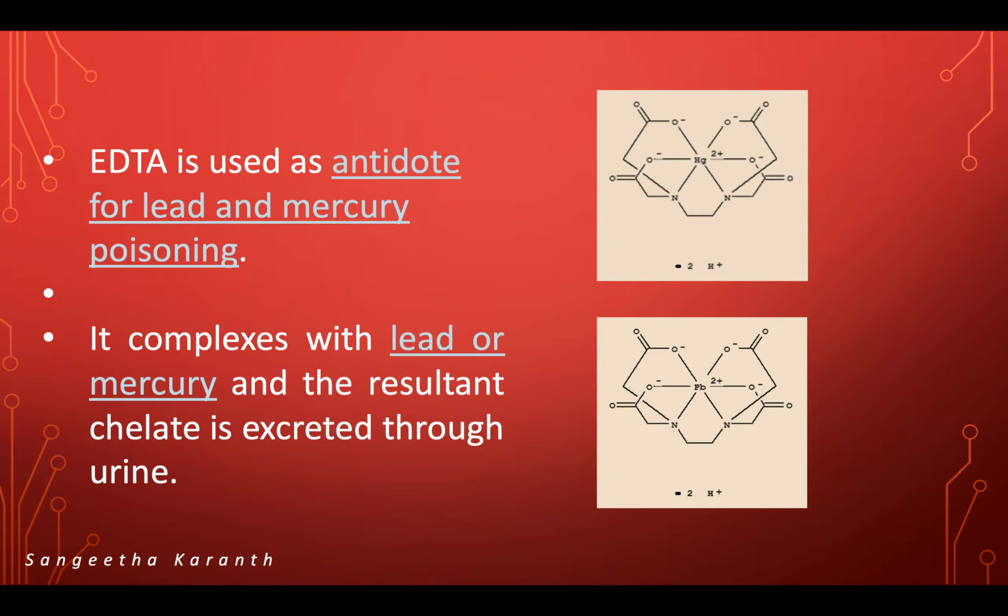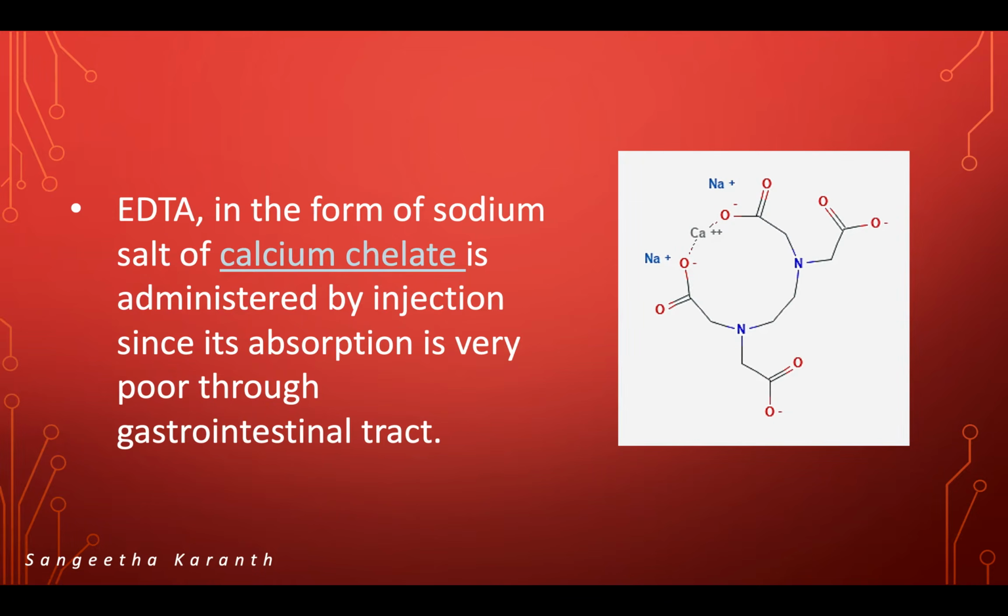For this reason, EDTA is used as an antidote for lead and mercury poisoning. Here you can see the two complexes, that is, the complex of EDTA with the Hg+2 ion and with the Pb+2 ion. These two stable complexes, once formed by EDTA with these heavy metal ions, can be easily removed from the body by excretion. So the sodium salt of calcium chelate of EDTA is administered into the body to bring about the removal of heavy metals from the body.